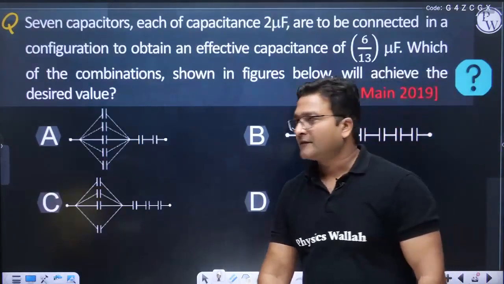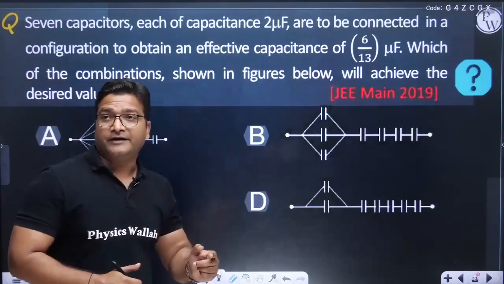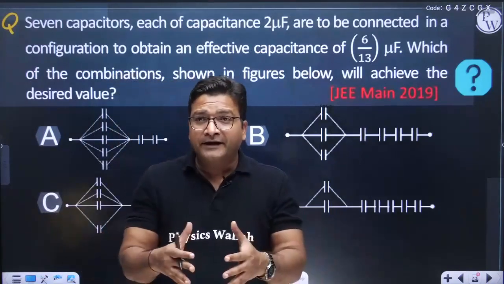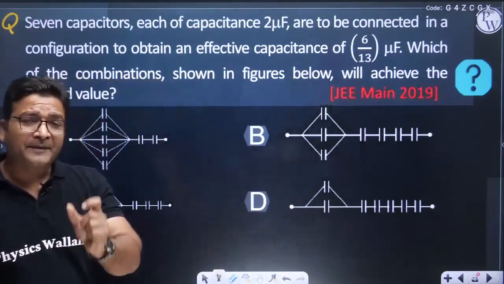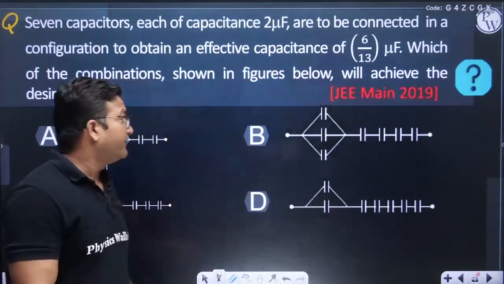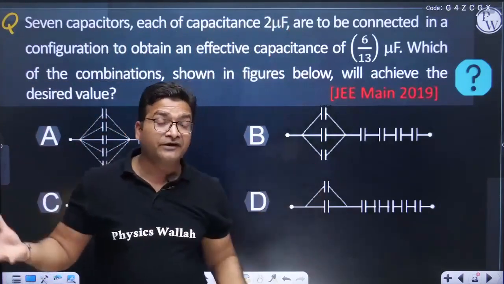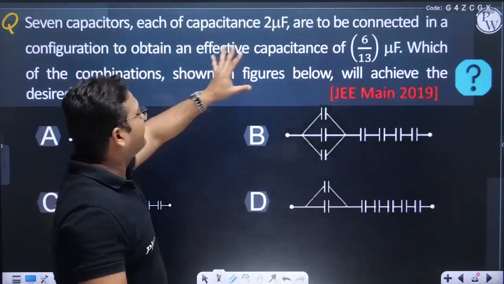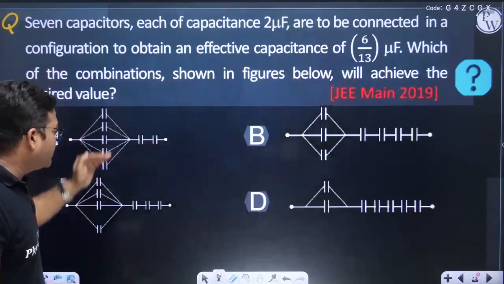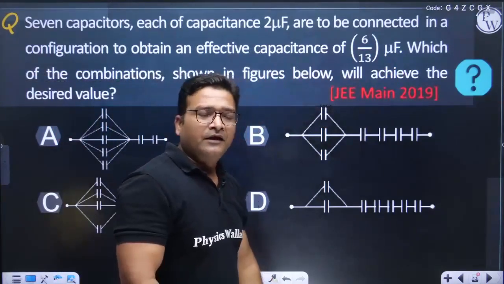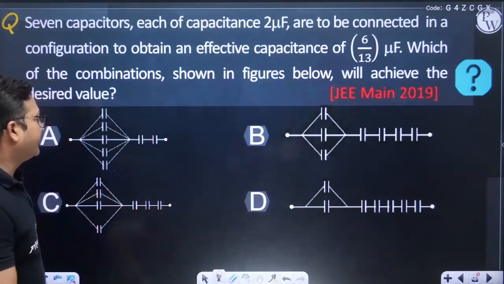Next question. Now we have 7 capacitors, each of capacitance 2 microfarad, and they are to be connected in a special configuration to obtain an effective capacitance of 6 by 13 microfarad. We have to answer which one is the correct configuration. I'll try this by simple hit and trial method.